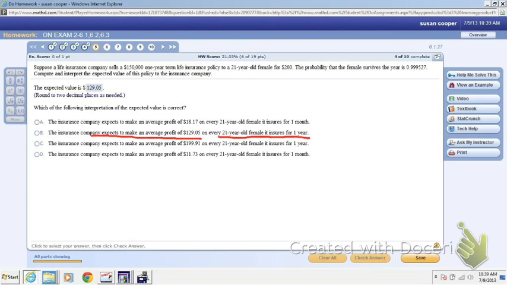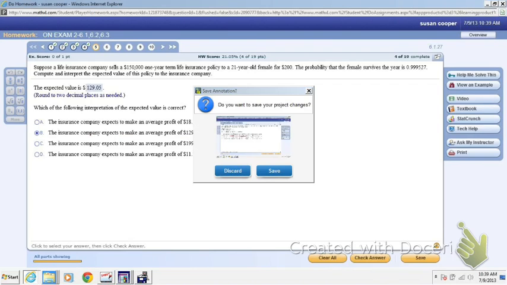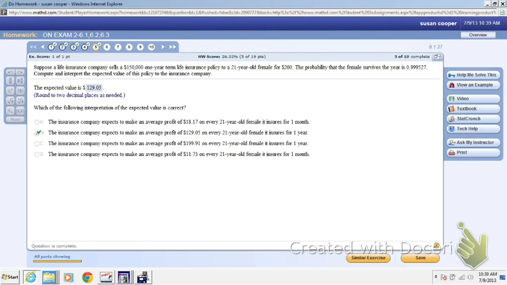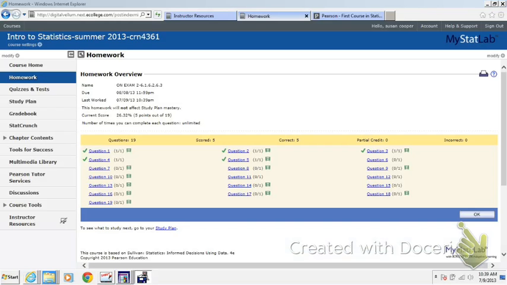All right, that makes sense. Let's click that. Okay. And perhaps there's another part. You can do a similar exercise, or we can save that answer. All right. Good luck.